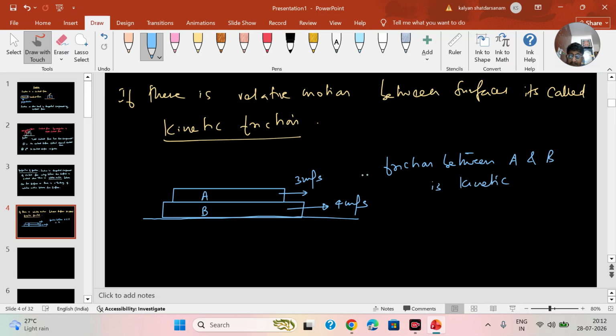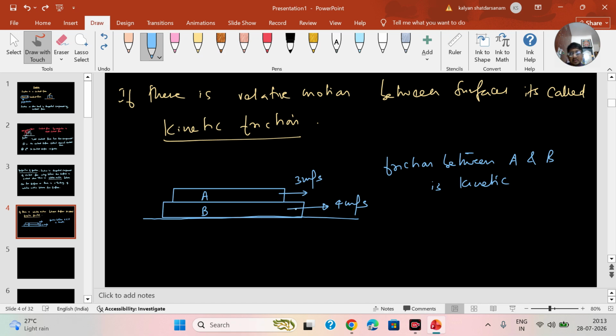On the other hand, had I said A also had 4 meter per second velocity and B also had 4 meter per second, then it's like they are moving together. There is no relative motion between them. And in that case, if at all friction would act, it would be static, or it may not act also. That's possible. So when there is relative motion, friction is definitely kinetic.